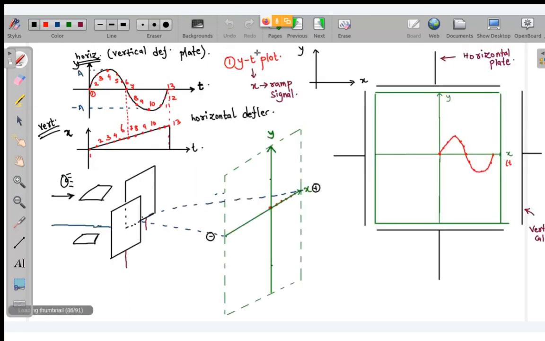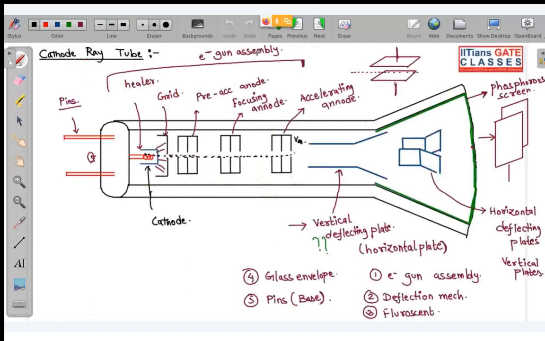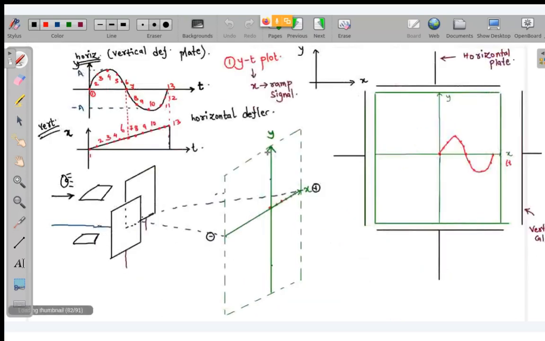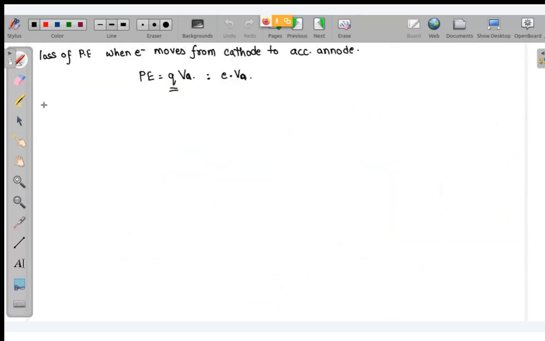Now when there is a loss in potential energy, obviously there is a gain in what? There is a gain in your kinetic energy. So the loss in potential energy is equal to the gain in kinetic energy. Do you agree to this or not? Okay, so the gain in kinetic energy. Now what is kinetic energy? Kinetic energy is equal to half mv square. Is this clear?